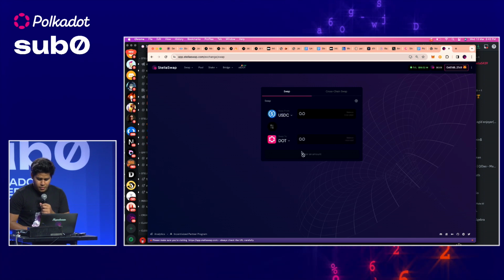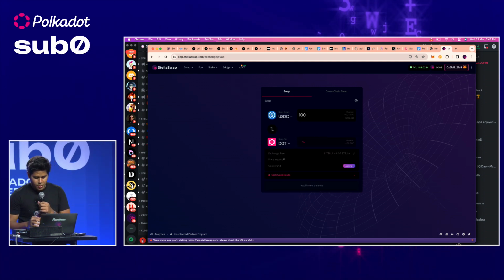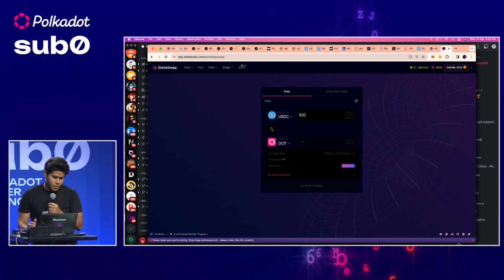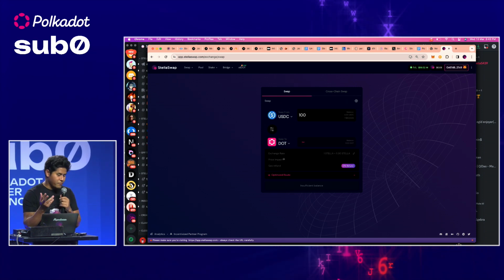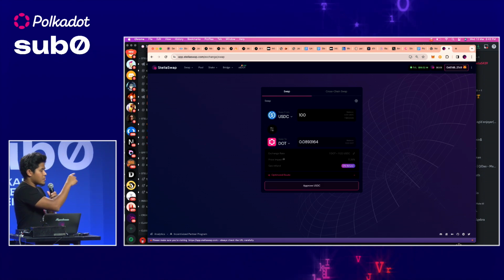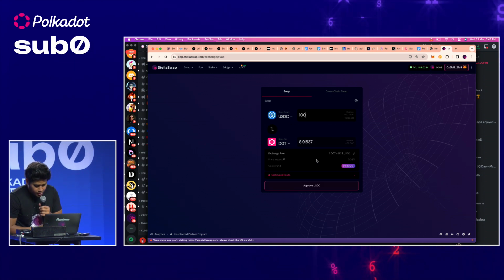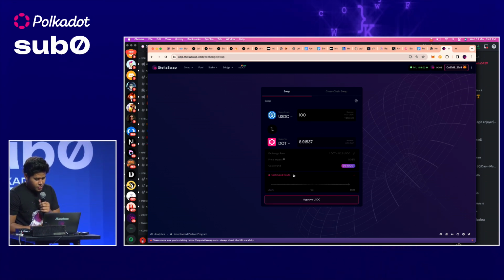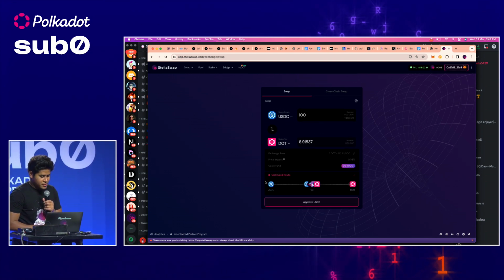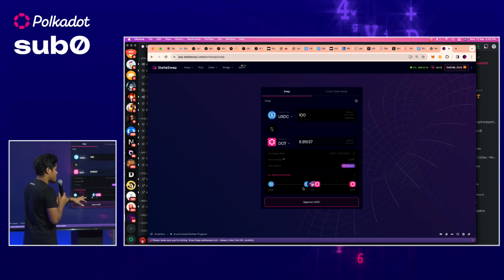Right. For example, USDC to DOT, and then you click the input, how much USDC you want to convert into DOT. This is when the trade router is doing its computation, right? And you can see that this is where the trade routing is manifested, right?